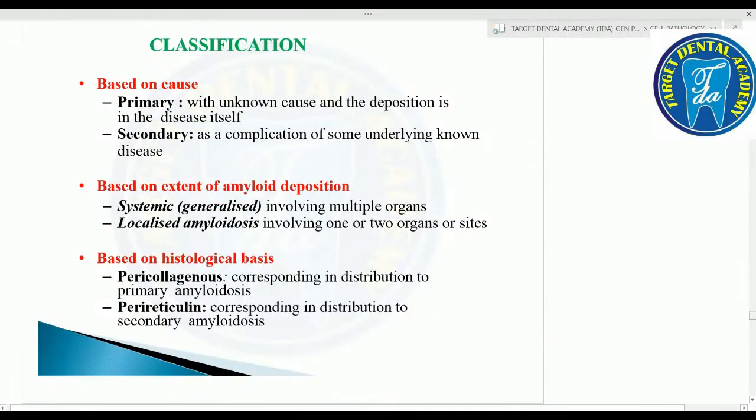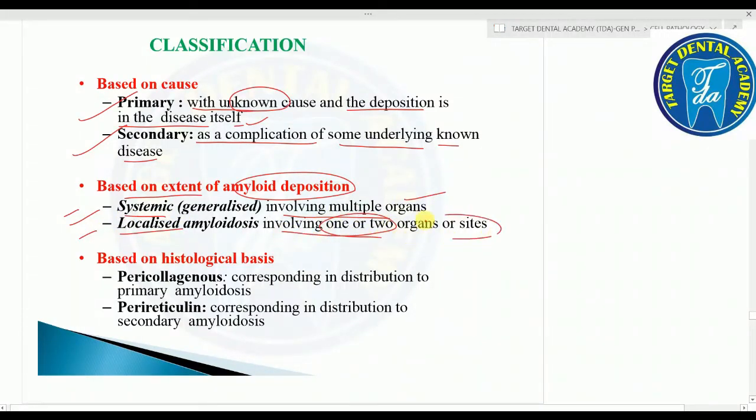After this, let's discuss the classification of amyloidosis. First is based on the cause. It can be primary or secondary. In the primary, the cause is unknown and there is deposition in the disease itself, while the secondary acts as a complication of some underlying disease. Second is on the basis of the extent of amyloid deposition. It can be systemic or localized. The systemic involves multiple organs, while the localized involves one or two organs or sites. Third is on the histological basis. It can be pericollagenous or perireticulin. The pericollagenous corresponds in distribution to primary amyloidosis, while the perireticulin corresponds in distribution to secondary amyloidosis.